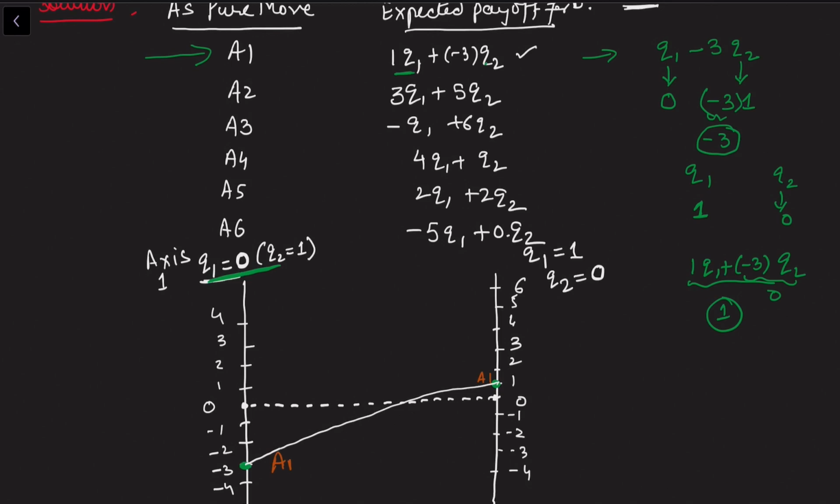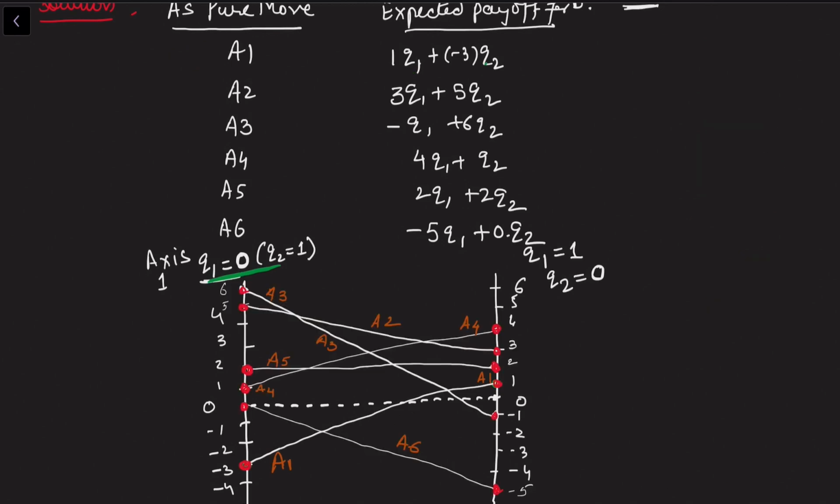In a similar manner, you draw all the other lines. So we get A3. You can see here, this is the line which is A3. This is the line which is A2. And here is the line which is A4. So remember to write down A's pure move on each line so that later on we do not forget which line we have drawn.